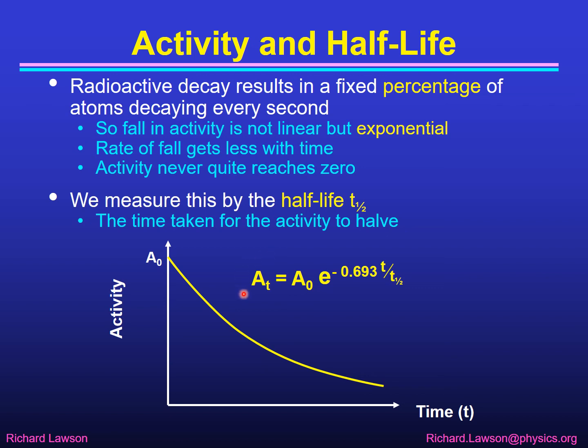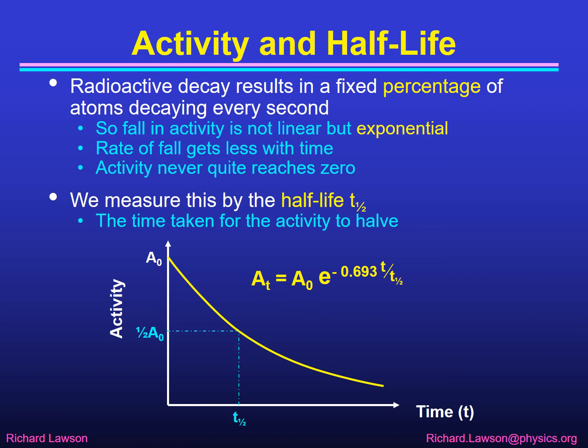Mathematically, we can write that the activity at time t is the activity at time 0, this activity here, multiplied by e, which is a constant, to the power of minus 0.693 times t over T a half, where t is the time now and T a half is this half time. So if t is equal to T a half, then that is 1, so this is e to the minus 0.693. And if you plug that into a calculator, you'll see that e to the minus 0.693 is exactly a half. So this becomes A t is A0 times a half.